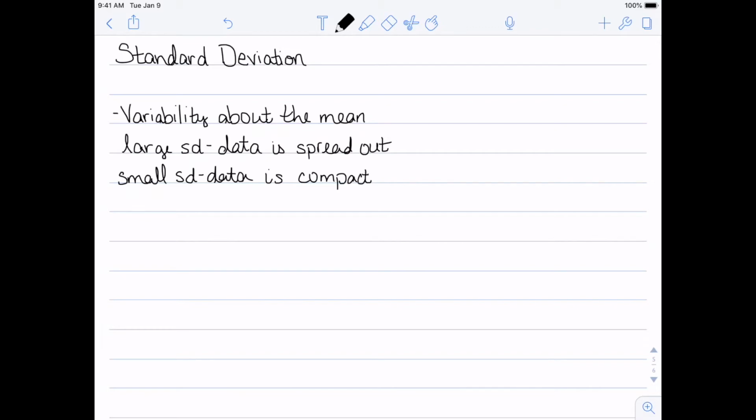Standard deviation is telling us about, on average, how far things are from the mean. So a large standard deviation says that things are really far away from the mean. It's kind of all spread out all over the place. And a small standard deviation says that everything's really compact and right on top of each other. And standard deviation is super useful in a lot of our statistics that we're going to deal with later on.